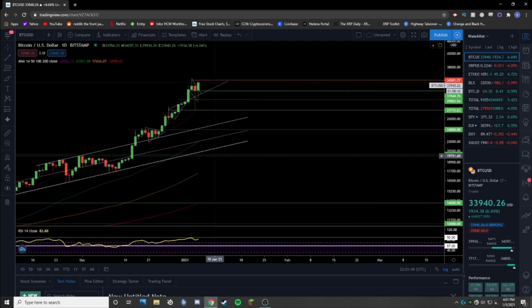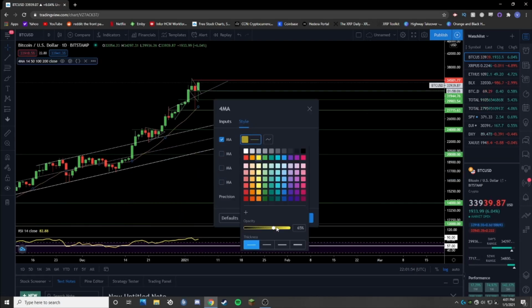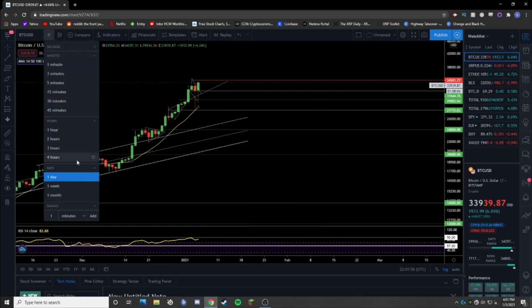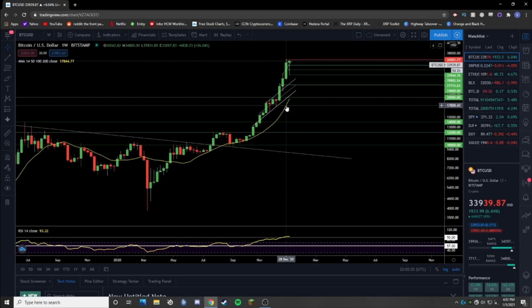I'm only going to focus in on one here though, so give me 1 second. I'm just going to remove all of these. We're going to make this a nice bright yellow, a nice and thick line, and switch this over to the weekly time frame. This is going to be the 21-week moving average. This line plays a major role in Bitcoin price point in the bull market.